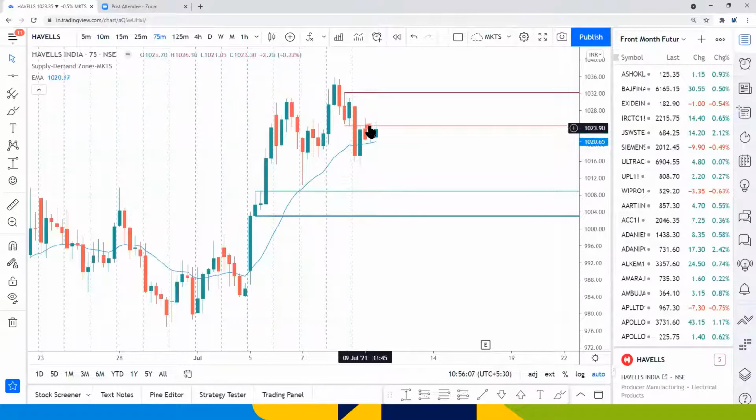First look at the zone, does it look good? No zone achievement. What do you mean by zone achievement? Those who are not aware, what has this supply zone achieved? Has it managed to break opposing demand, opposing pivot? It has done nothing. So there is no zone achievement here.